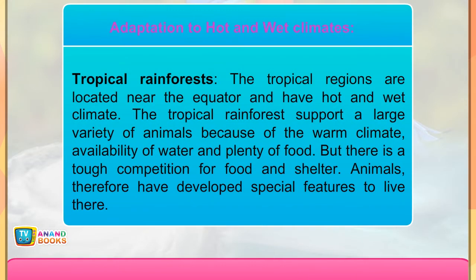Adaptation to hot and wet climates. Tropical rainforests. The tropical regions are located near the equator and have hot and wet climate. The tropical rainforest supports a large variety of animals because of the warm climate, availability of water, and plenty of food. But there is tough competition for food and shelter. Animals, therefore, have developed special features to live there.